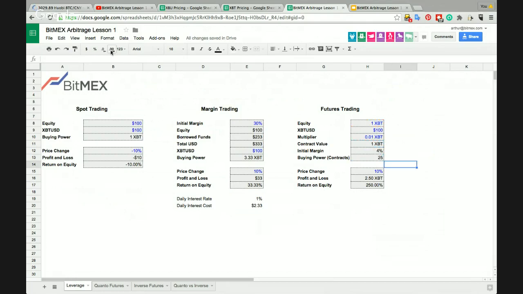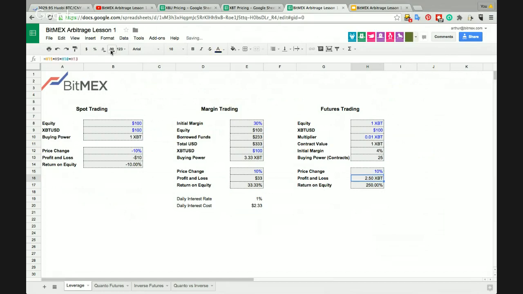Now, assume that we have the same 10% price change. If you look here, we've made 2.5 Bitcoin on our one Bitcoin, or a 250% return on equity. So because of the higher leverage, you're able to generate higher returns. However, you also can generate higher losses. So you actually will lose 100% of your money if the price goes down 4%, or the amount of money that you placed into the contract.